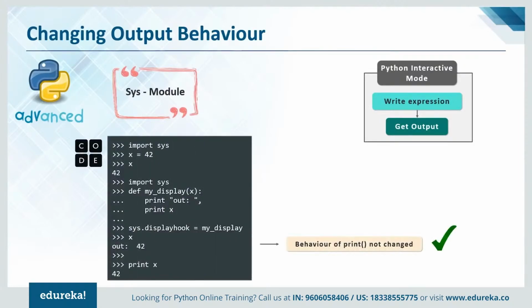Check it out. We can see from this example that the standard behavior of the print function will not be changed. So importing sys, we are assigning a value to x, so x equal to 42. Again, we're defining my_display, and we're printing out and again printing x. Here we're using the display hook, right? So sys.displayhook is equal to my_display, and x. The print function remains the same, as you can check out, right? So this is how we can change the output behavior, but without changing the behavior of the function.